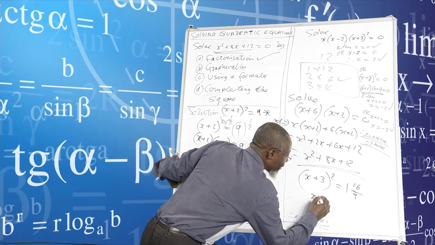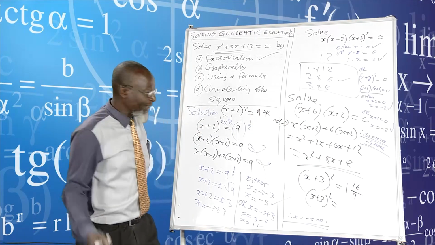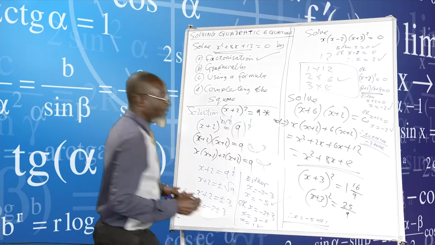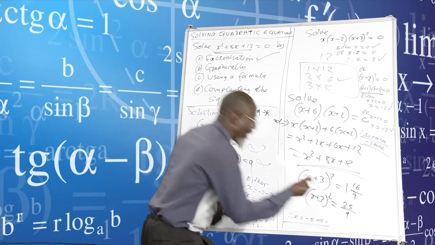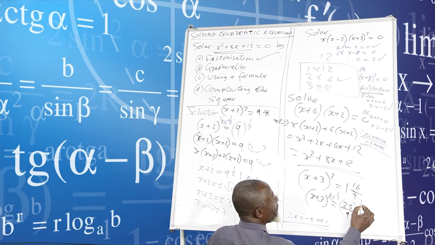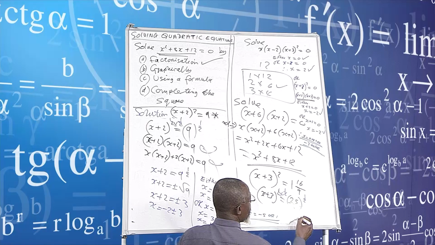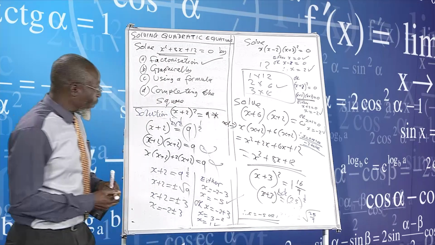Here x plus 3 squared is now equal to 1 times 9 is 9. 9 plus 16 is 25 over 9. To multiply both sides by the power half. We multiply by the power half so the half and the 2 cancel. So x plus 3 is now equal to plus or minus the square root of 25 over 9. Right? What am I saying?